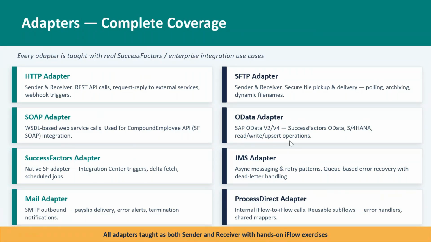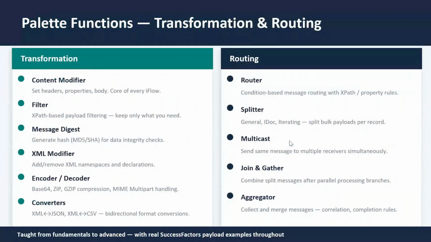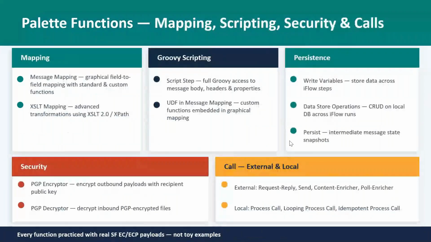So we are going to cover each and every aspect of CPI, and these are the palette functions we are going to cover: the transformation functions, routing functions, mapping functions, and Groovy scripting as well. Again, you don't need to worry about coding. Yes, there is Groovy scripting in CPI, but you don't need to bother about it. I will teach you how we utilize scripting, how we can write the scripts, and how we can easily generate them, right? Persistence, security, external and local calls, we are going to cover them.